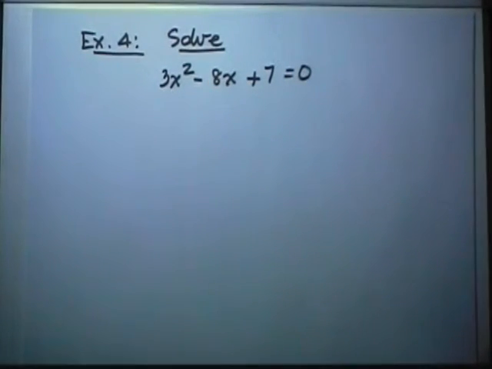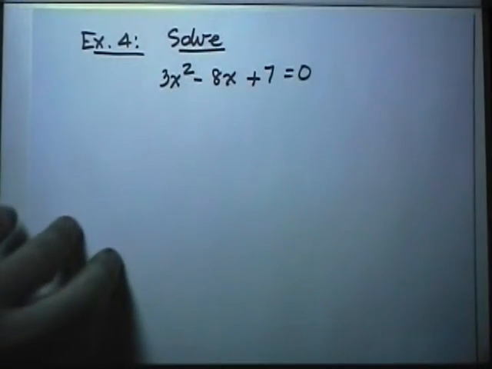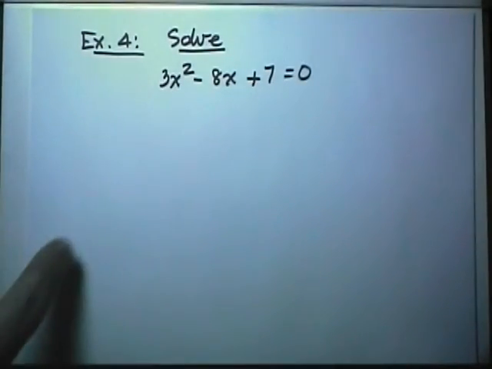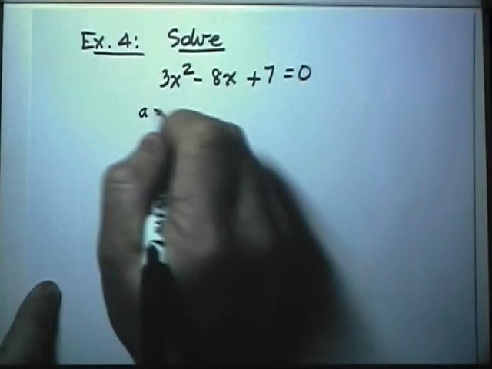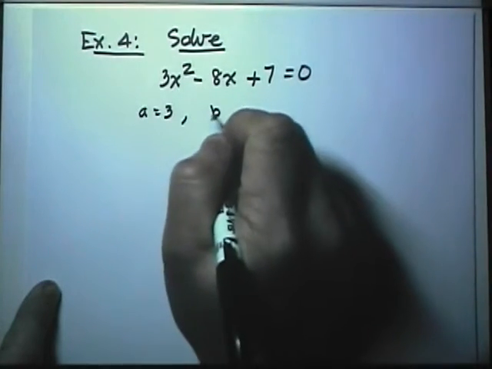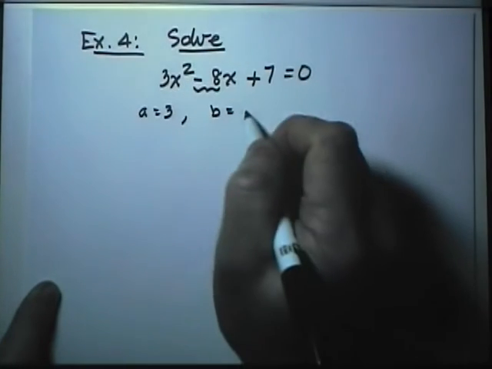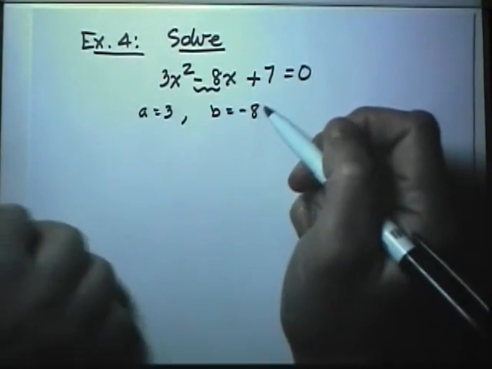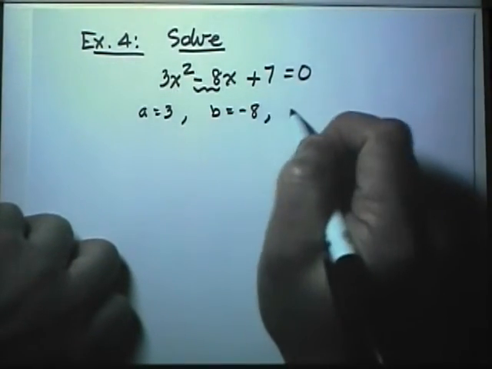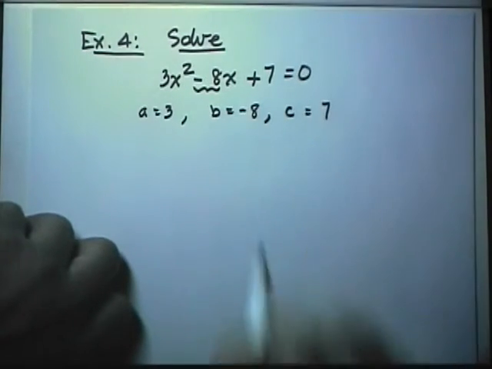Once again, we are using the quadratic formula to solve this equation. So my A is a 3. My B this time is a minus 8. Once again, count signs with it, minus 8. And my C is a plus 7.